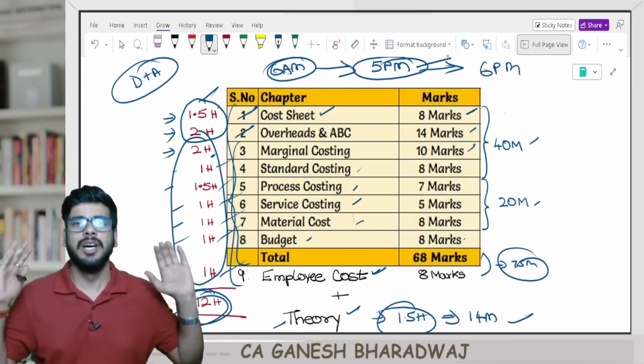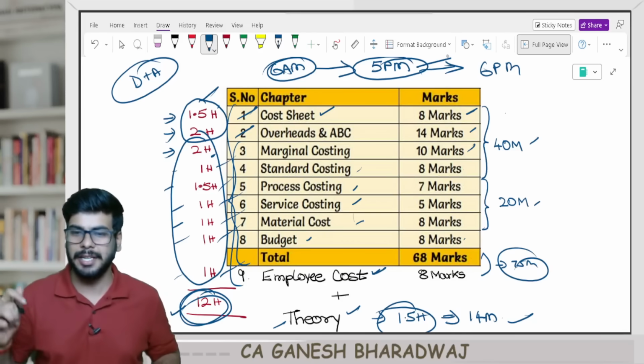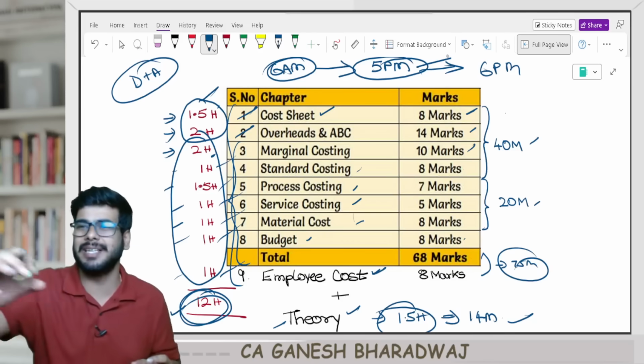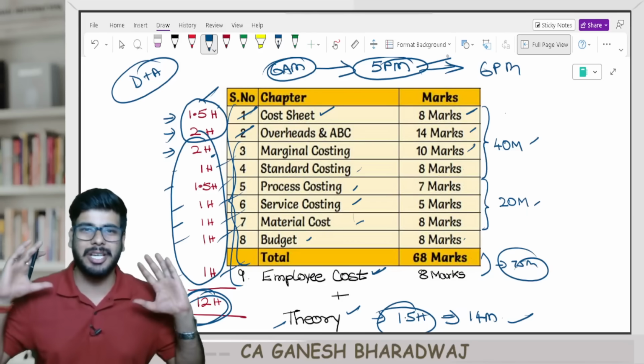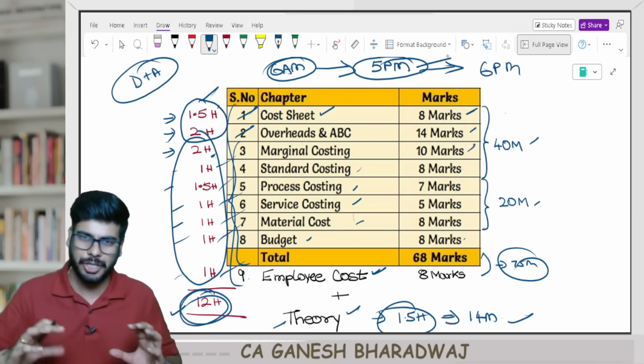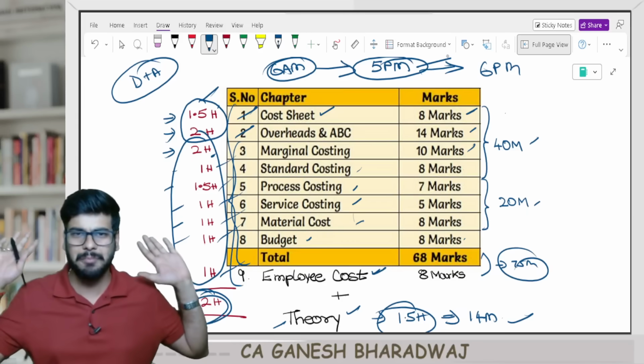And that's about it. Whatever is the remaining time, you can utilize it for revising certain other chapters, which are actually the second priority chapters. As simple as that, guys.